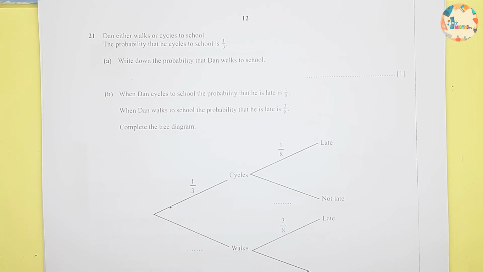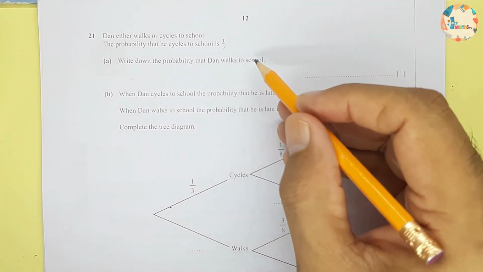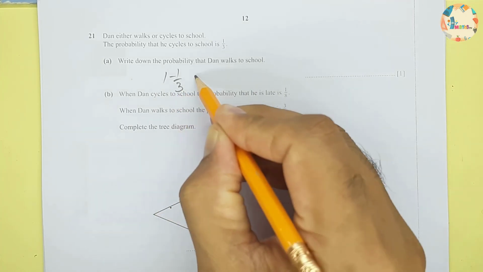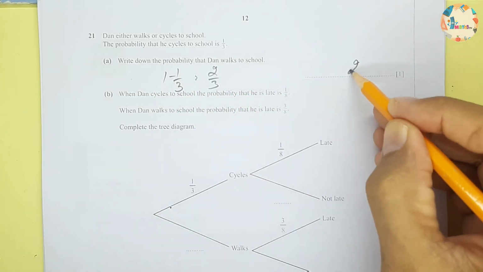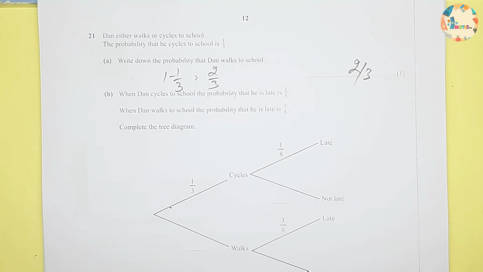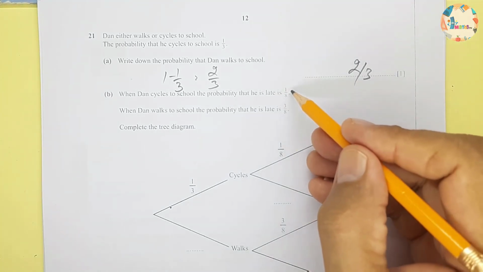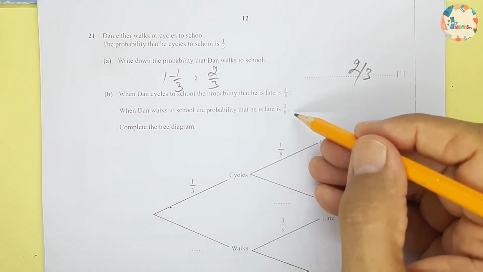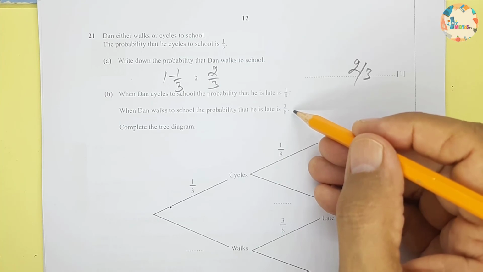Now question number 22 is a tree diagram. Dan either walks to or cycles to school. The probability that he cycles to school is 1 by 3. Write down the probability that Dan walks to school. So 1 minus 1 by 3 will be equal to 2 by 3. So 2 by 3 will be the probability that he will walk to school. When Dan cycles to school, the probability that he is late is 1 by 8. And when Dan walks to school, the probability that he is late is 3 by 8.